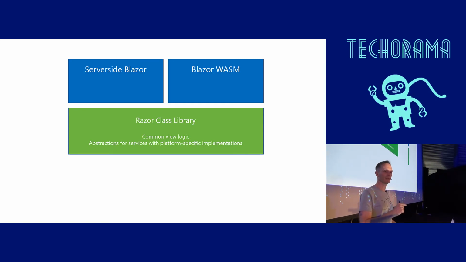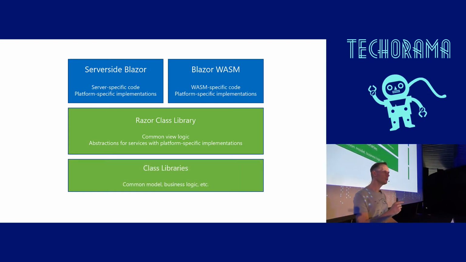Well, nearly everything. It's very likely that you have some pieces of code where you need platform-specific implementations. And for that, you should go for abstractions, things like interfaces, abstract base classes in your Razor class library, and then add implementations here and here, depending on your needs. You shouldn't put your core business logic, and your core model, for instance, in your Razor class libraries. The Razor class libraries should just contain the view logic.